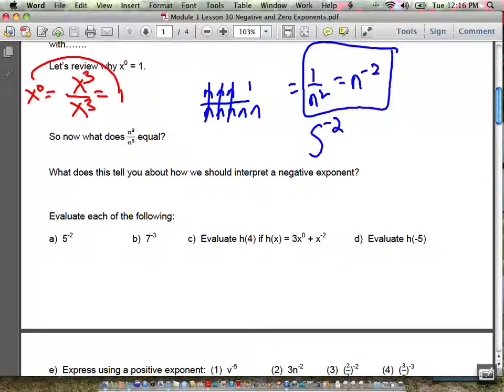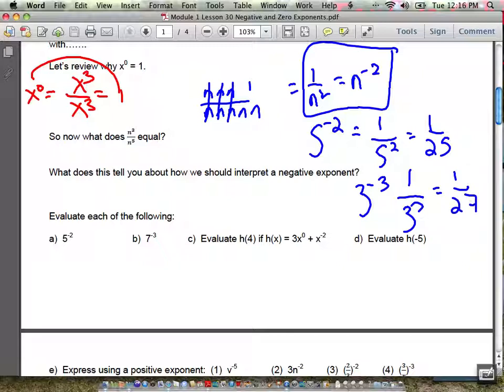If I say 5 to the negative 2, what is that going to be? 1 over what? 5 squared. And what's 5 squared? 25. What if I said 3 to the negative 3? What would that be? Reciprocal. It is reciprocal, so it's 1 over what? 3 to the third, which is 1 over 27. What if I said 2 to the negative 4? What would that be? Reciprocal, so it's 1 over what? 2 to the fourth, and what is 2 to the fourth? 1 over 16.